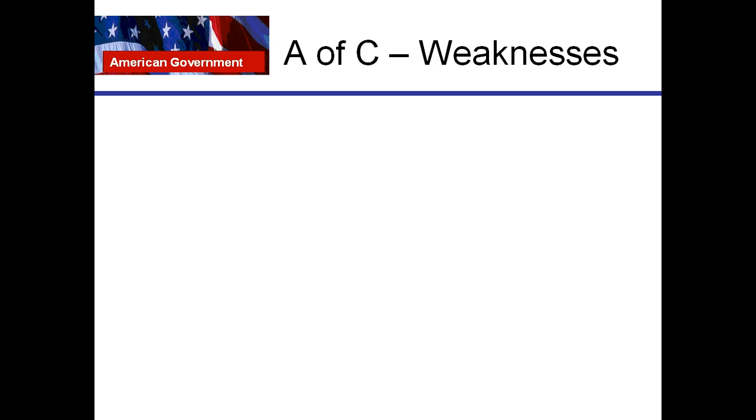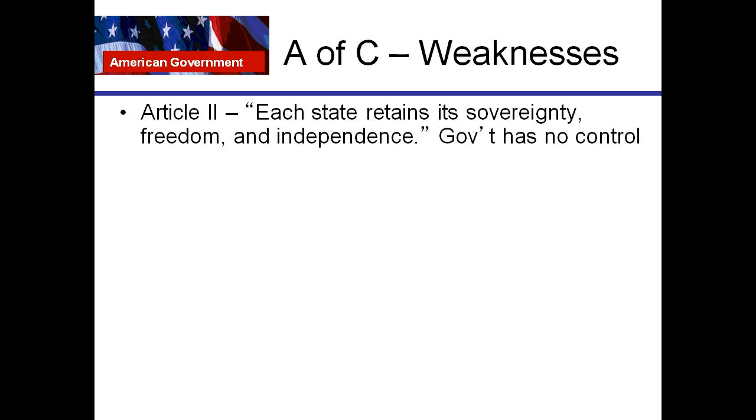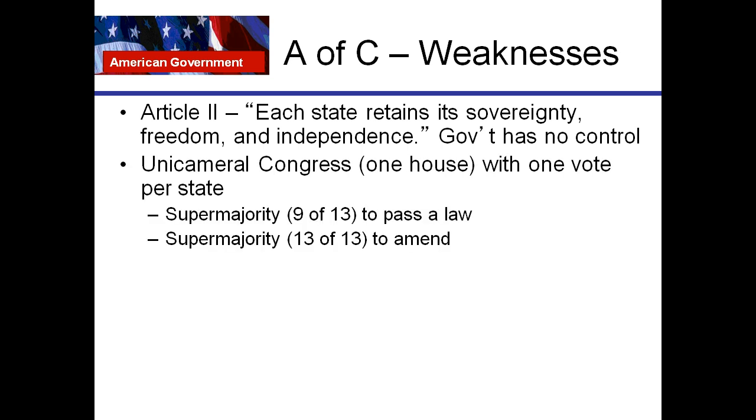So what are some of the weaknesses of the Articles of Confederation? Article 2: each state retains its sovereignty, freedom, and independence. So the central government really doesn't have much control over what the states are doing. It had a unicameral Congress, one house with one vote per state. You needed a supermajority to pass a law. You needed 13 out of 13 to amend, so you needed every single state to amend. You needed 9 of 13 states to pass a law.